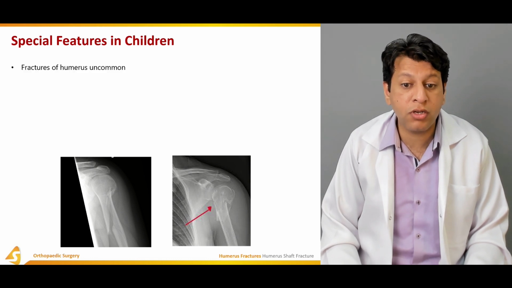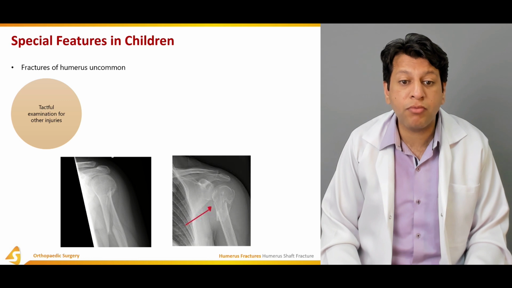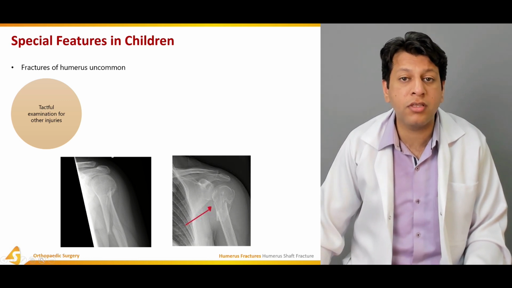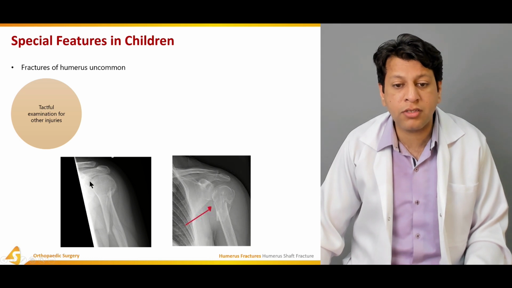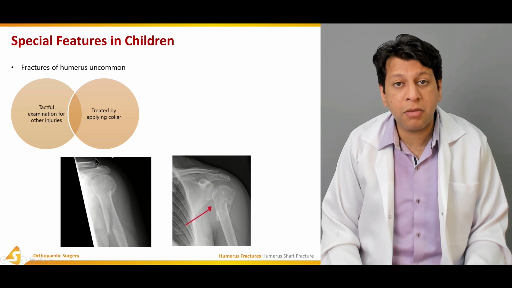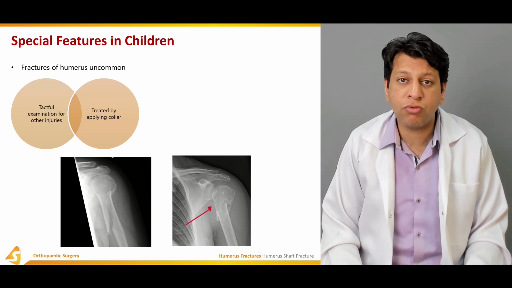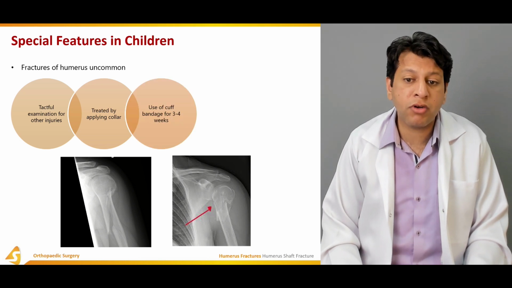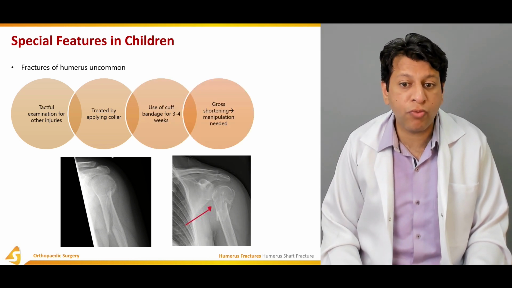Special cases: in the case of children, we have to see that fractures of the humerus are uncommon. But if they are present, we have to be tactful in examining for other injuries. Usually they're associated with thoracic as well as clavicle injuries. So they can be easily managed by applying a coaptation sling or a cuff and collar. Usually the cuff and collar bandage can be kept for 3 to 4 weeks.